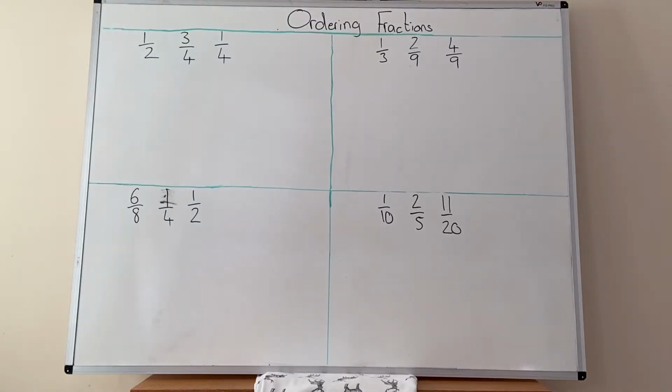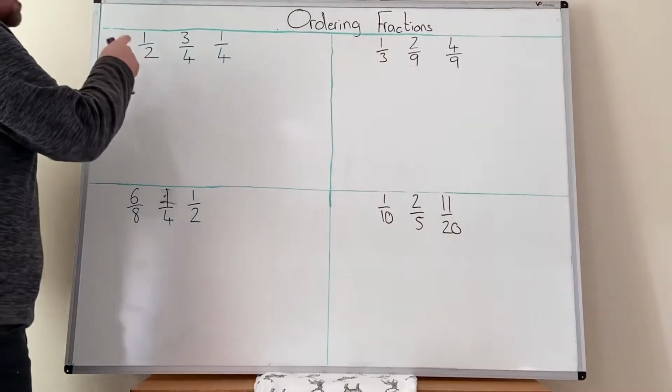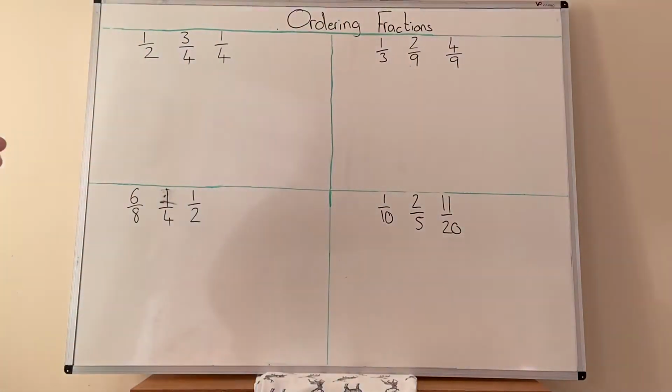Right, welcome back. Last lesson we had a look at ordering fractions and we started looking where the denominators were the same, the numbers on the bottom were the same. Okay, this lesson we're going to move it on. We're still looking at ordering fractions, but we're looking at fractions where the denominators are different. And what do we do?